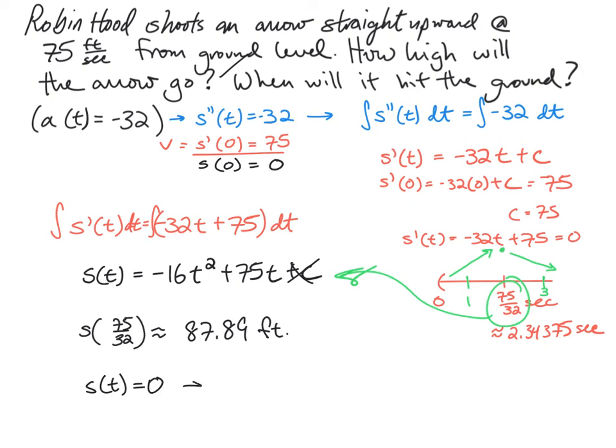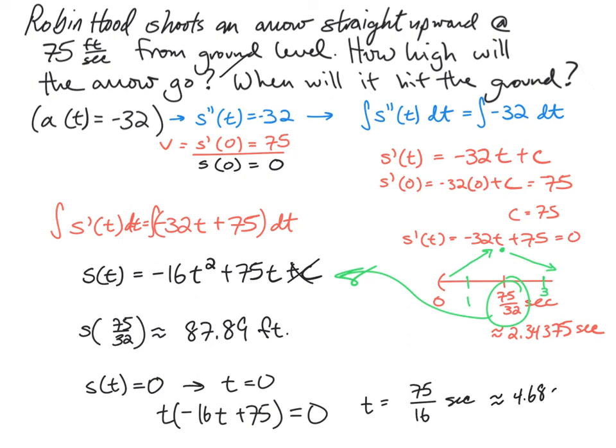We already know one solution, and that's going to be t equals 0. And you can see that if you factor out a t, that the t would be 0. So now if you just set this other factor equal to 0, you will see that the time will end up being 75 over 16 seconds, which is about, I'm guessing, 4.68 seconds.